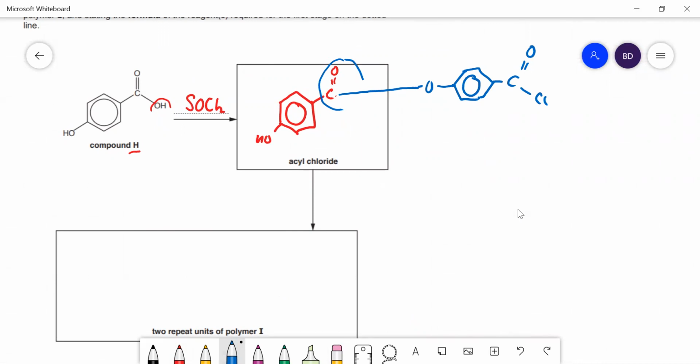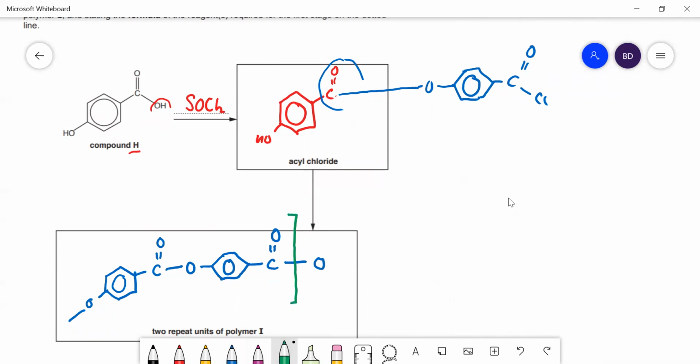So I'm going to draw, right, that's going to be joining onto another acyl chloride. We've got this here. That's this one. And of course that's going to carry on. But 2 repeat units are asked for, so I'm going to draw that there. So that's 2 repeat units. So the molecules form an ester head to tail. That's that there.